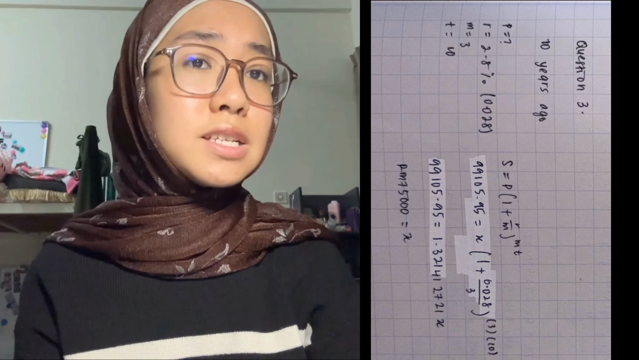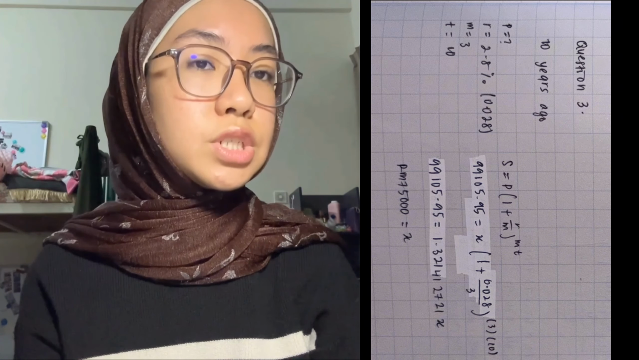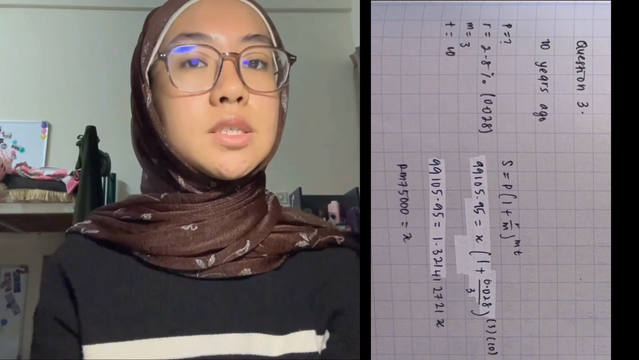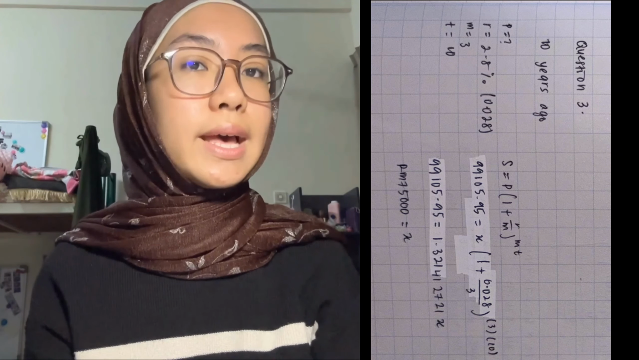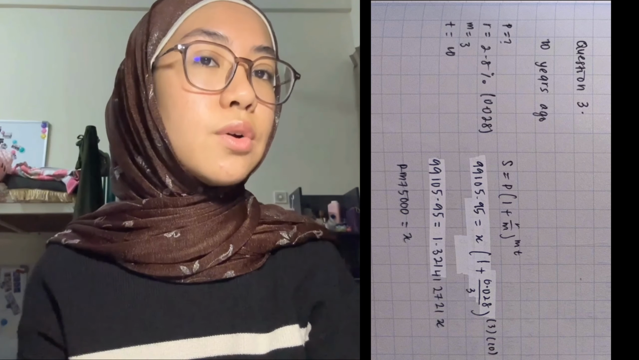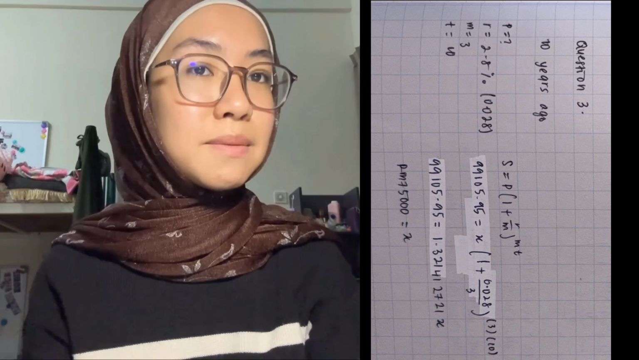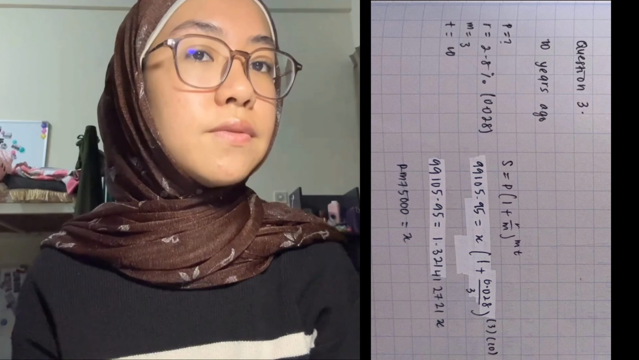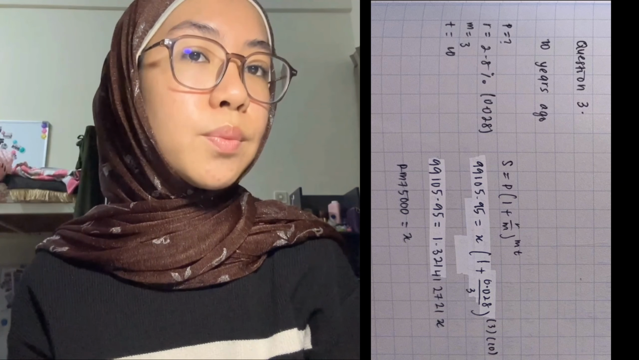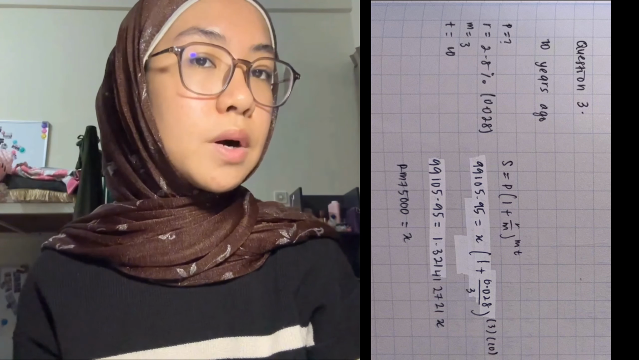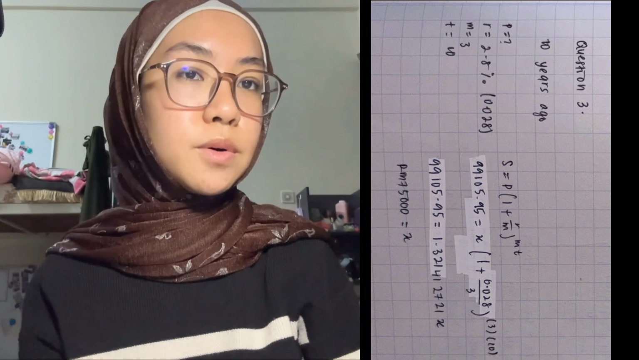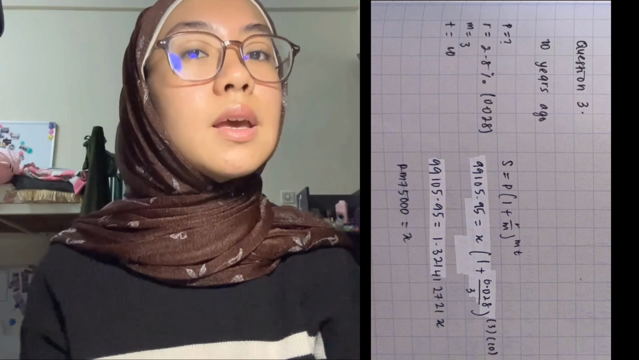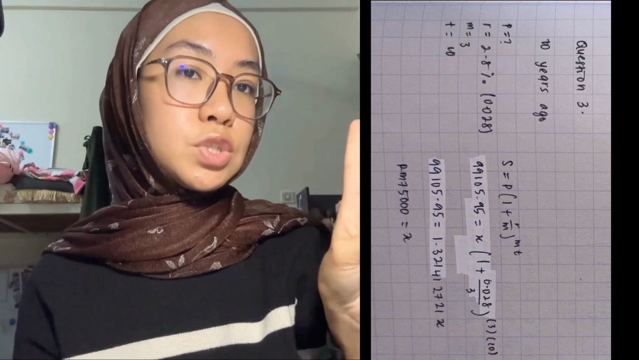The balance today is 99,105 ringgit 95 cents. So we need to find the initial value X. So we use the same formula as before. S equals P times open bracket 1 plus R over M close bracket to the power of M times T. So the equation becomes 99,105.95 equals X times open bracket 1 plus 0.028 over 3 close bracket to the power of 3 times 10. Then we divide both sides to isolate X. So X is 75,000 ringgit. And those are the solutions for question 2 and 3.